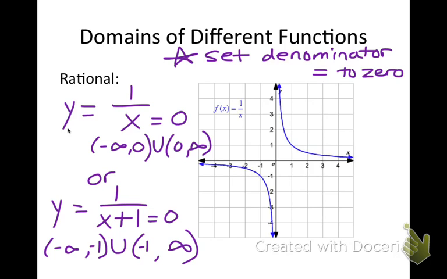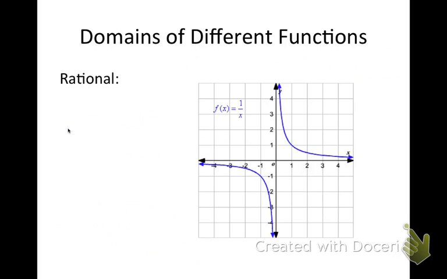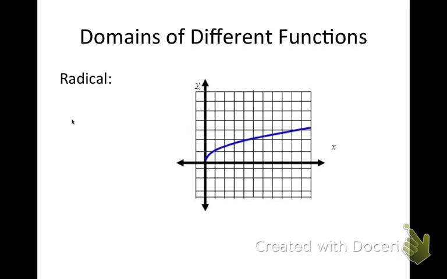Okay. All right, the last one we have, instead of rational, we're going to do radical. Your radical function is not going to be all real numbers again. It's going to be something a little bit different. Okay, so an example of a radical would be something as simple as y equals the square root of x, which is what this is looking like.